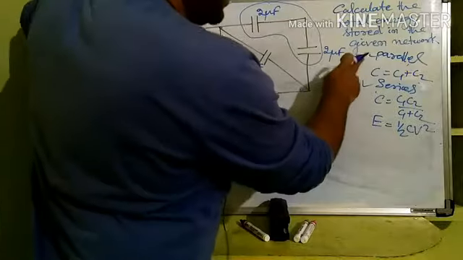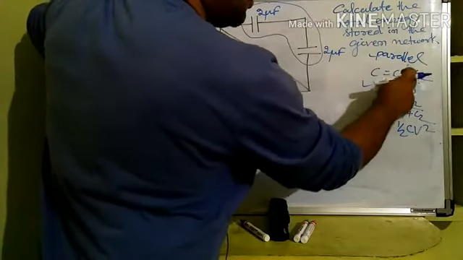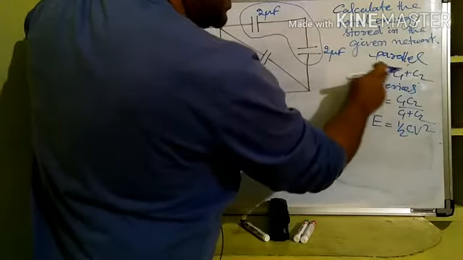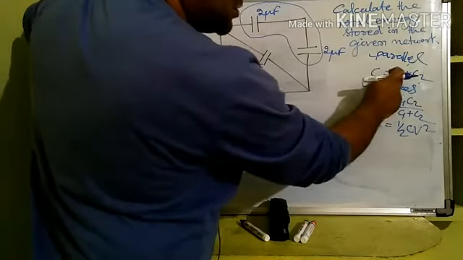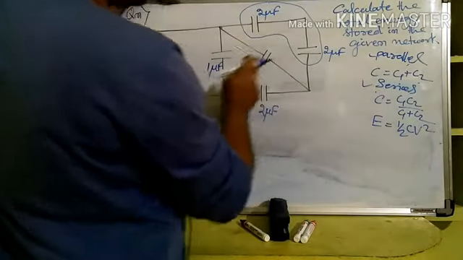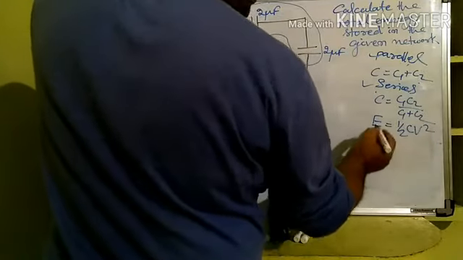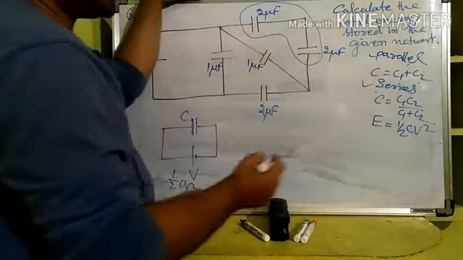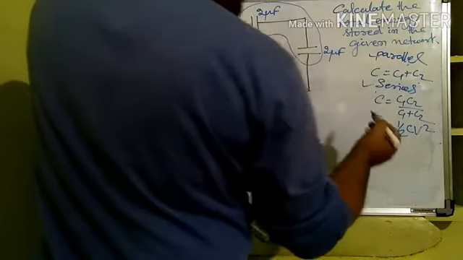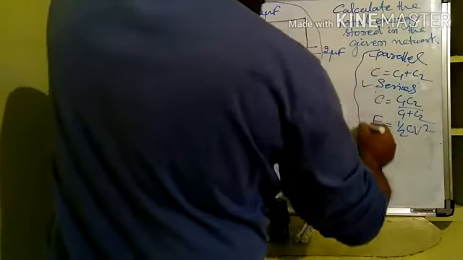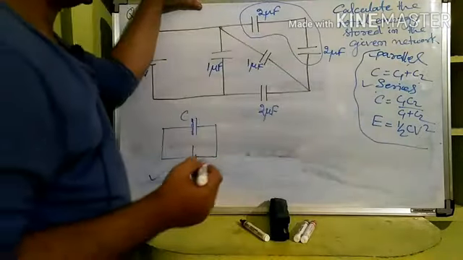Remember the formulas. If two capacitors C1 and C2 are connected in parallel, then the effective capacitance C is equal to C1 plus C2, and if two capacitors are connected in series, then it is C1 C2 by C1 plus C2. And energy stored in a capacitor is equal to half CV squared. These formulae we are going to use in this numerical.